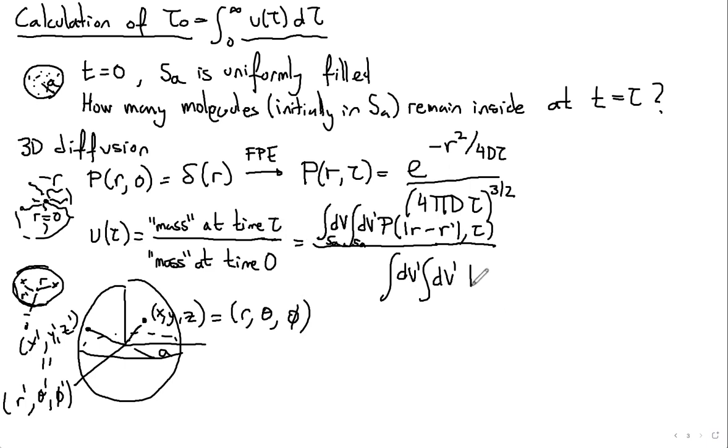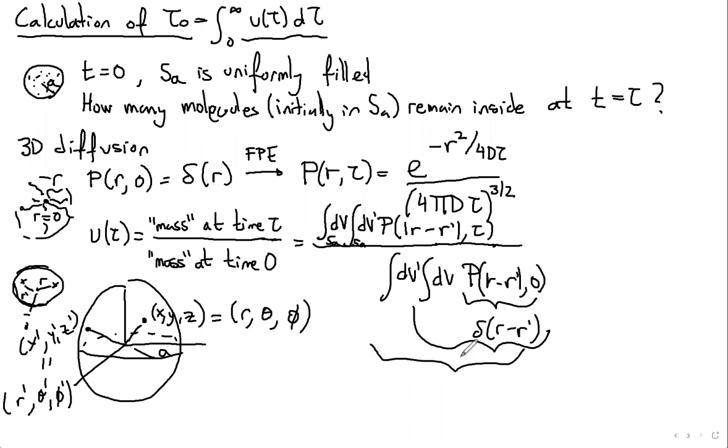Okay, so here you will have P of R minus R prime at 0. If we do this, this one is delta of R minus R prime. If I integrate now over this, sorry, it's difficult to focus with this noise, it's very bad. So if I integrate over V, which is the volume, the first integral will give me that R prime equals R, and the second integral will give me the volume.